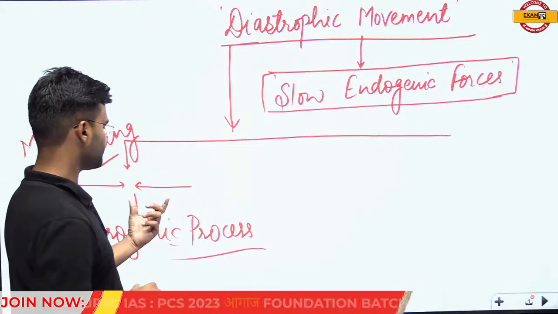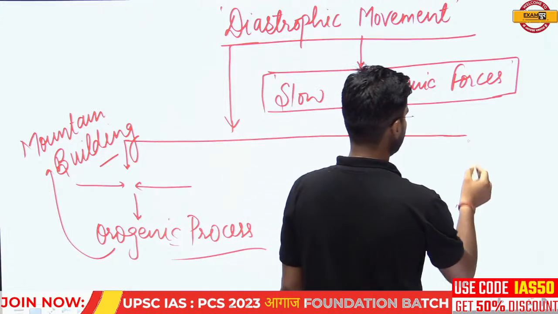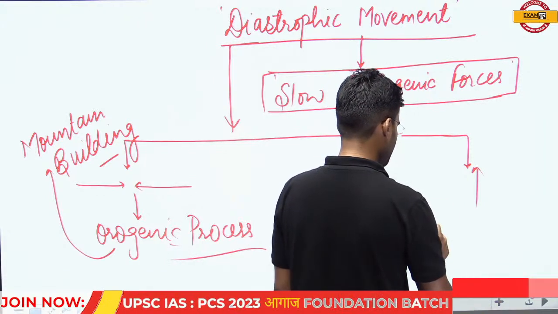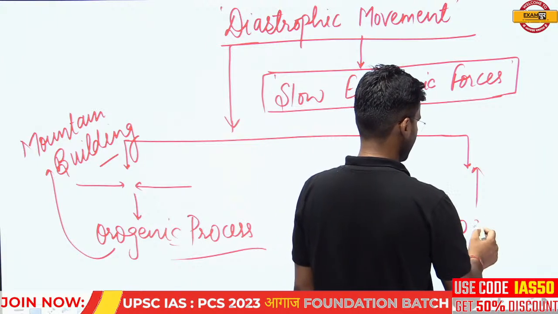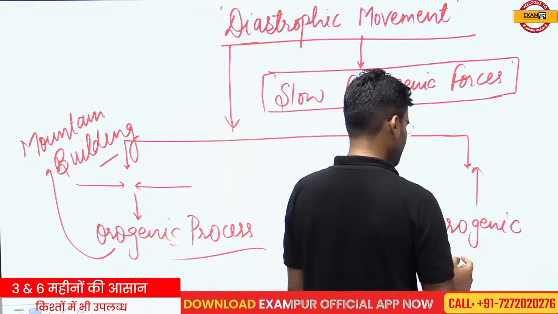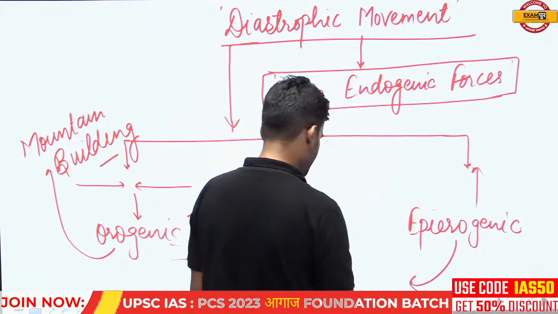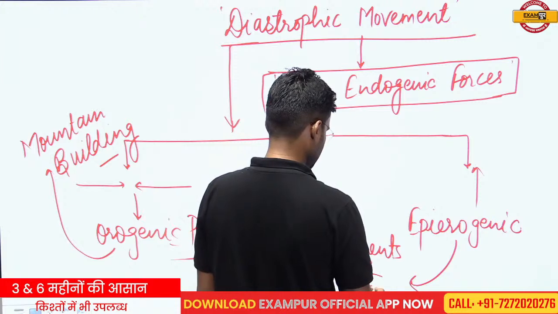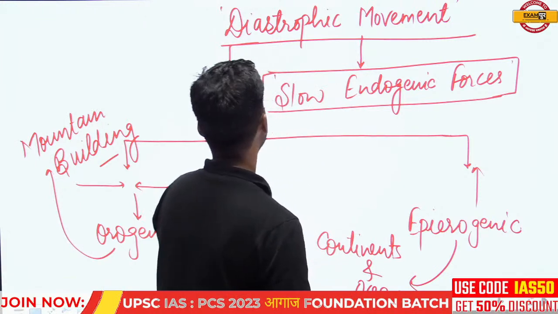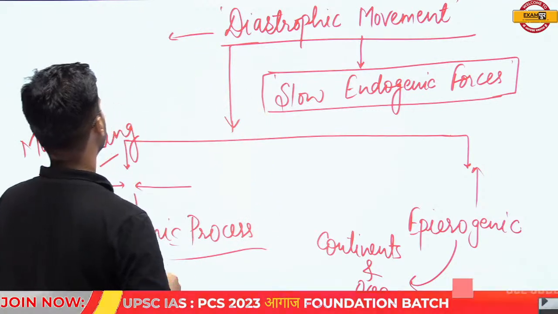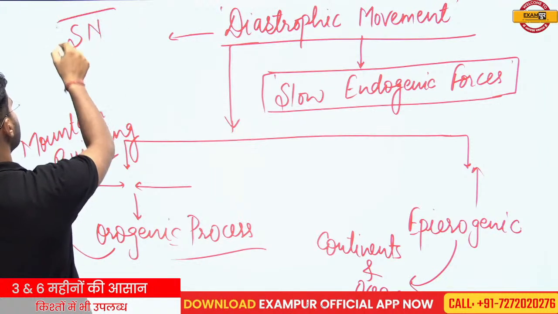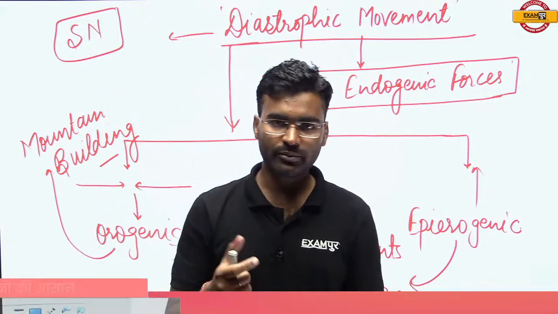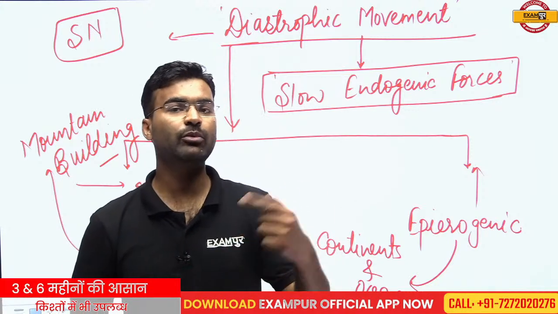If the movement happens in the vertical direction, then this is called the epeirogenic movement. It is called the epeirogenic process or epeirogenic movement, and such movement is responsible for the formation of continents and oceans. This could come in your question paper in the form of short notes: what do you understand by the diastrophic movement, and how is it responsible for the formation of structures or shapes on the earth's surface?